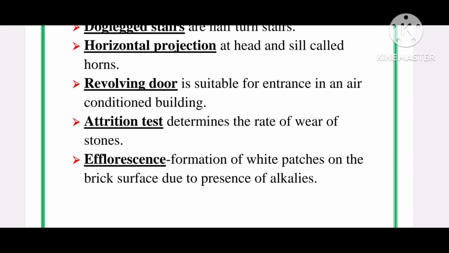Attrition test determines the rate of wear of stones. Next is efflorescence. Efflorescence is formation of white patches on the brick surface due to the presence of excess alkalis.